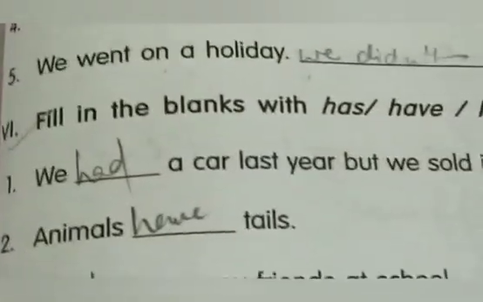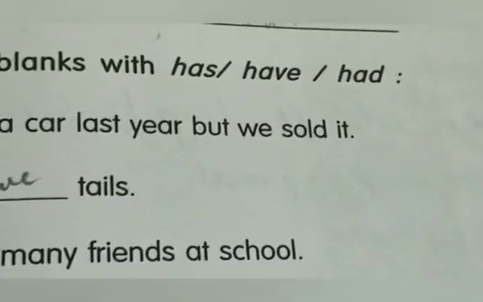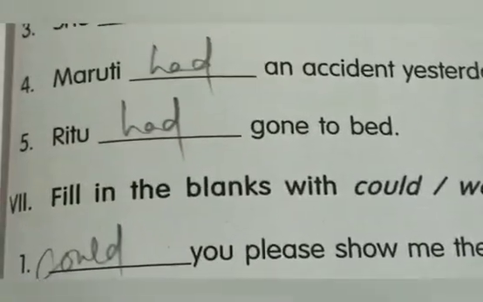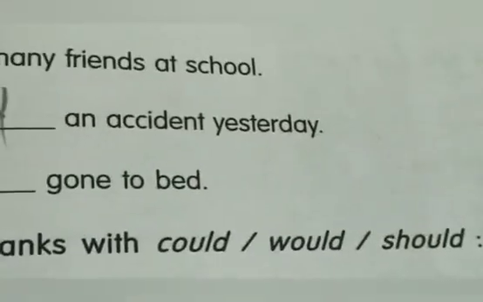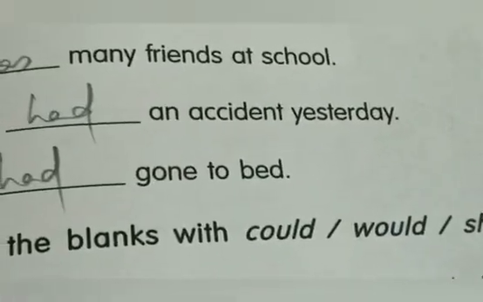So in our last video, we did the fill in the blanks with has, have and had. Now we'll do the next one of revision test paper 3, fill in the blanks with could, would and should. Before going to that, let's see what these are called.